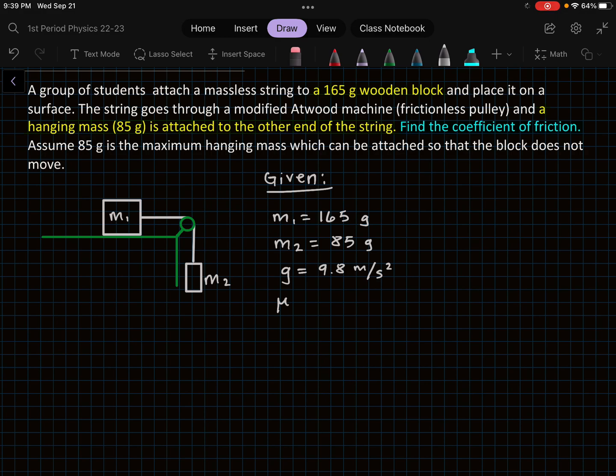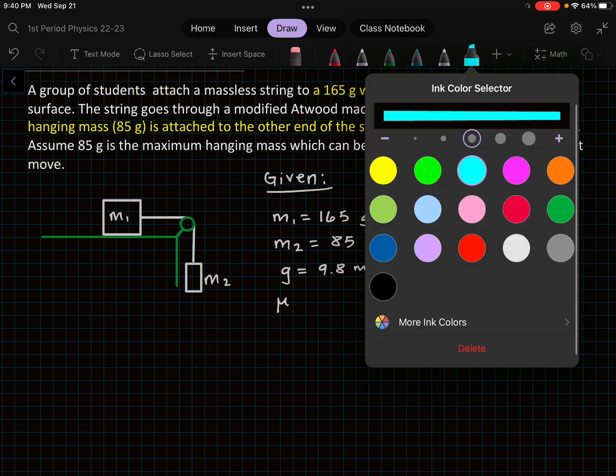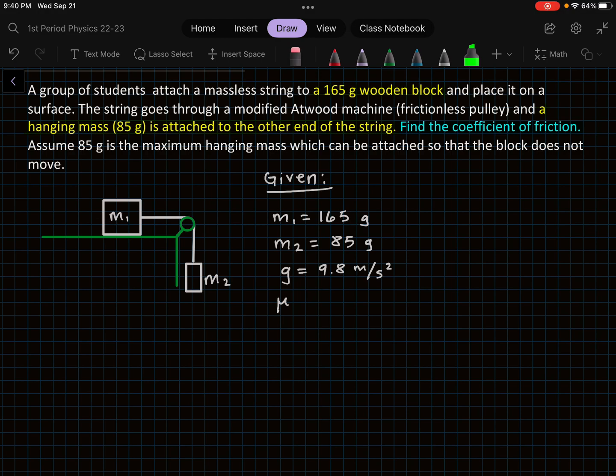Now, in this case, we have to figure out if we're going to find static friction, so we can find the coefficient of static friction, or kinetic friction, the coefficient of kinetic friction. And the key is the very last sentence. Assume 85 grams is the max so that the block does not move. If it is not moving, if it's at rest, motionless, then that means we have to find static friction. We're going to be using static friction. That is very, very important. So we have to find mu subscript s, coefficient of static friction, question mark.